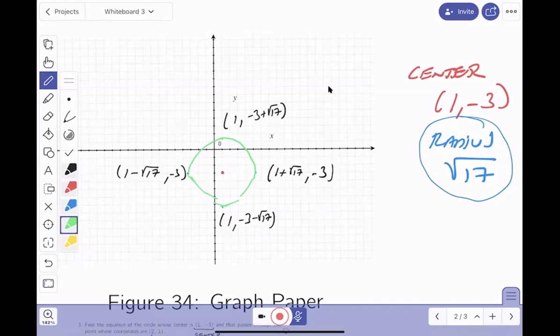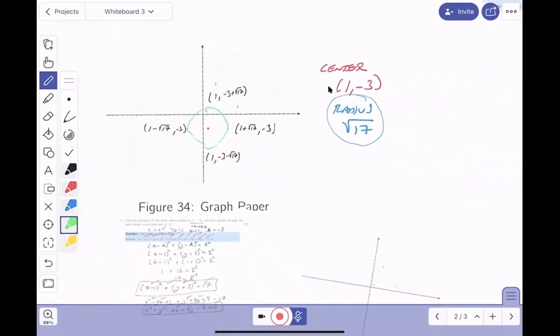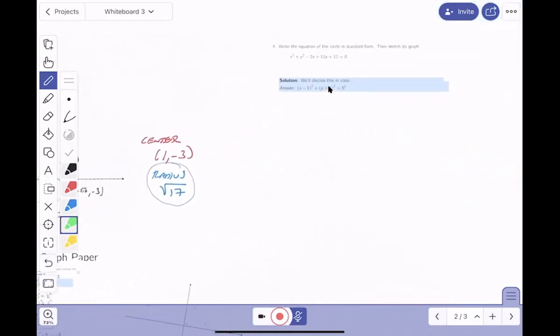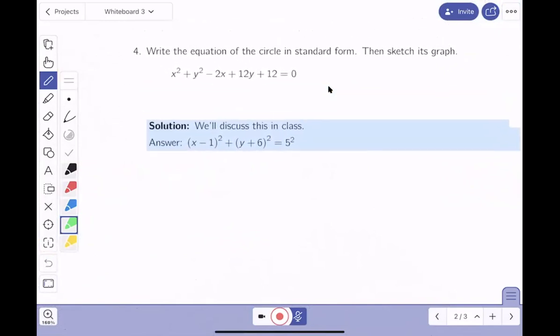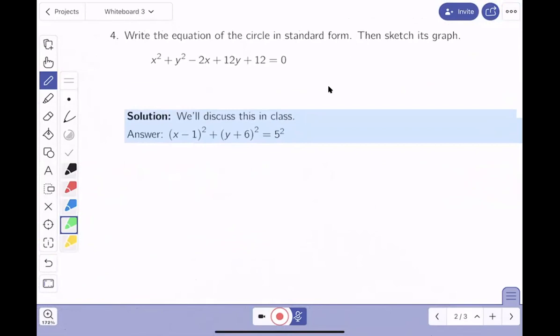Okay, let's go to the next question. Again, they didn't ask to graph it. I'm just practicing. That's all I'm doing. All right, number 4. Now, number 4 wants me to get this equation to standard form. And someone says, what's standard form? It's always going to be the same thing. It's going to be x minus h squared plus y minus k squared equals r squared.